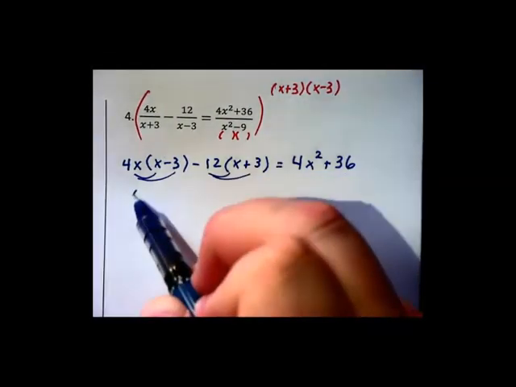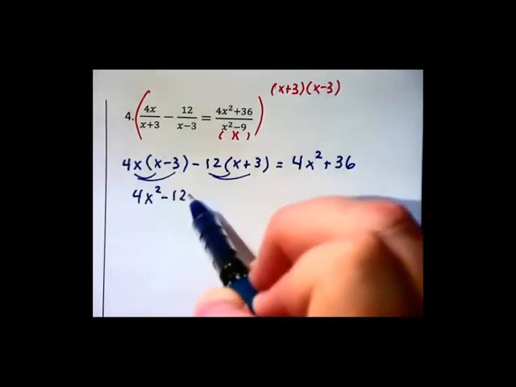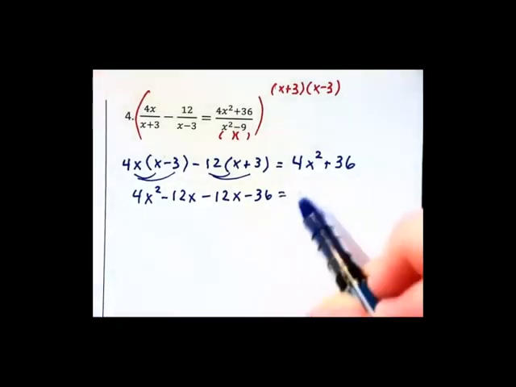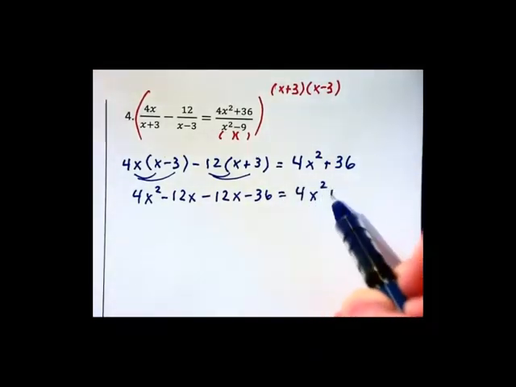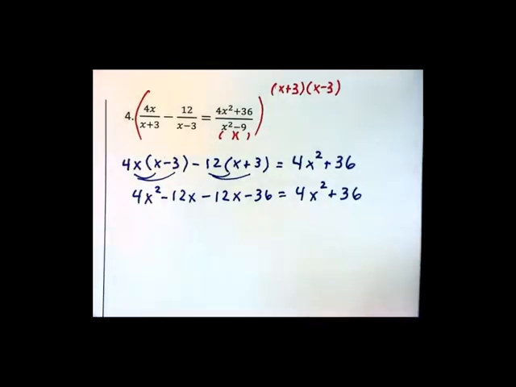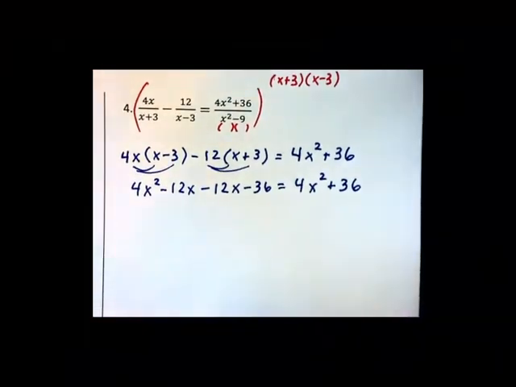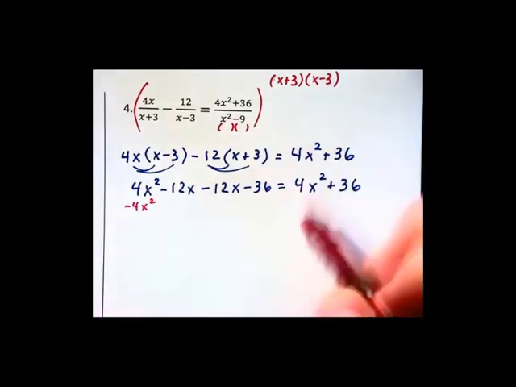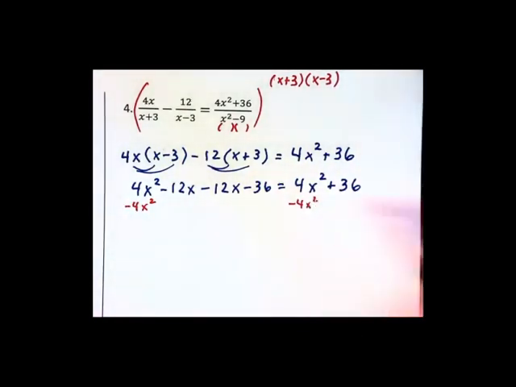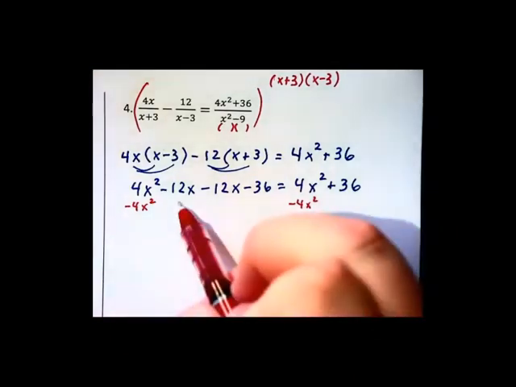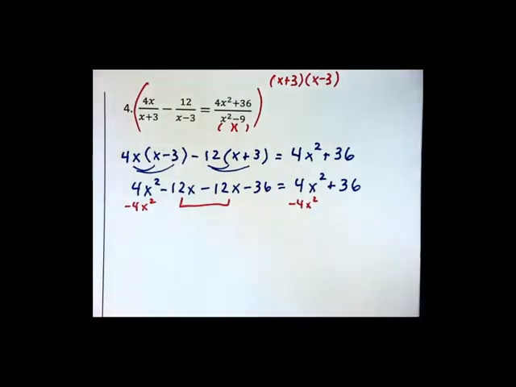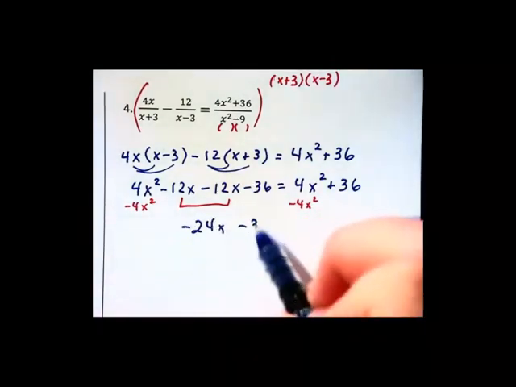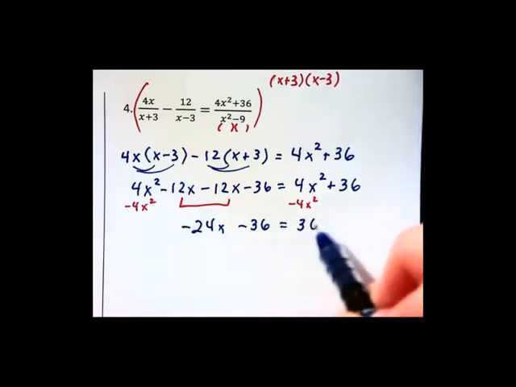So here we go, 4x squared minus 12x minus another 12x minus 36 equals 4x squared plus 36. Seeing these x squareds, the first thing that catches my attention is that upon trying to get them to the same side, they will cancel each other out when I subtract them off of each side. So all we have left are linear terms. So on the left we've got negative 24x minus 36. On the right we've got 36.